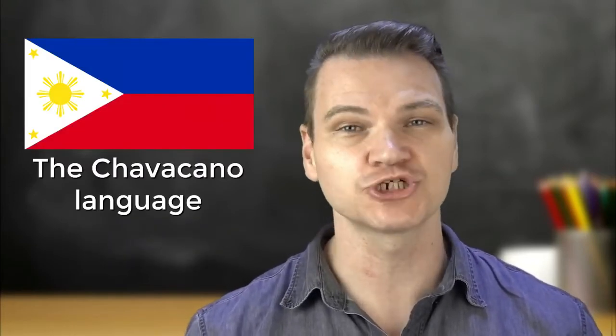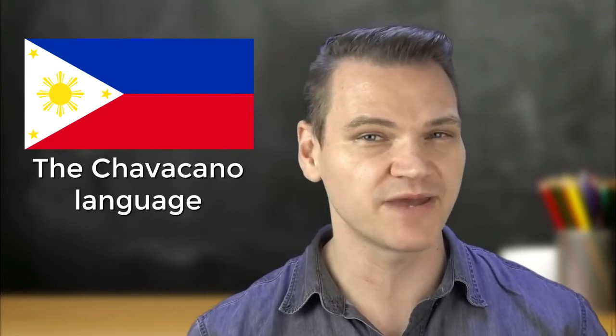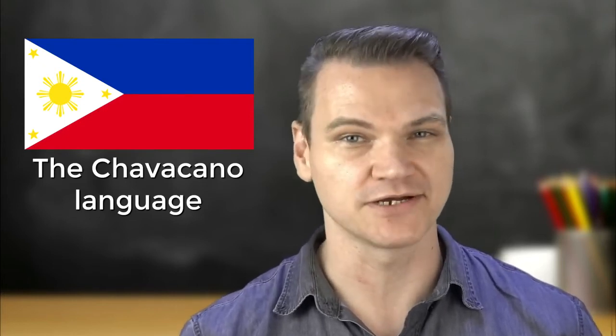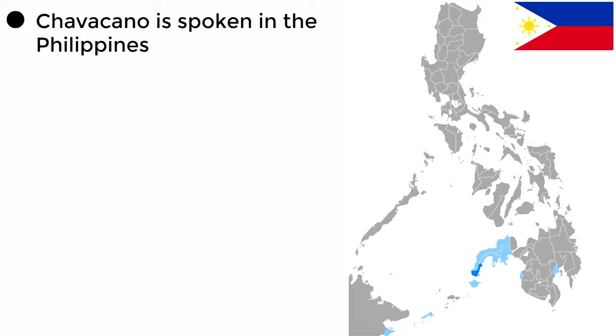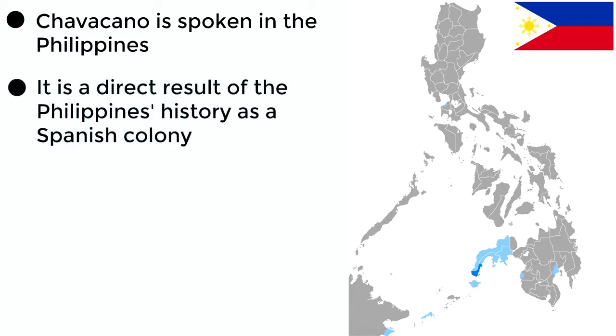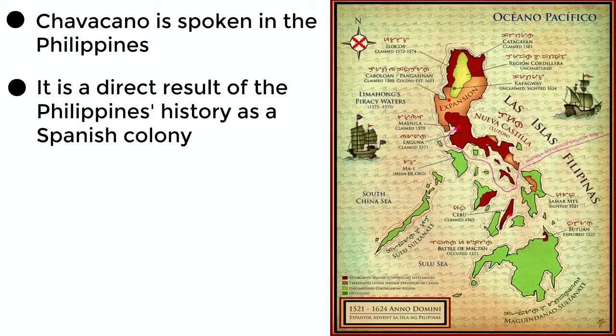Today's topic is the Chavacano language, a Spanish Creole. In fact, the only Spanish-based Creole language in Asia. The name of the language comes from the Spanish word Chavacano, meaning vulgar or in poor taste. That's because Chavacano was originally considered incorrect or corrupted Spanish. Chavacano is spoken in the Philippines and is a direct result of the Philippines' history as a Spanish colony.